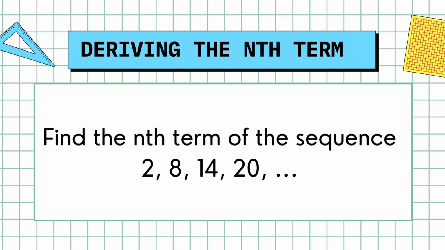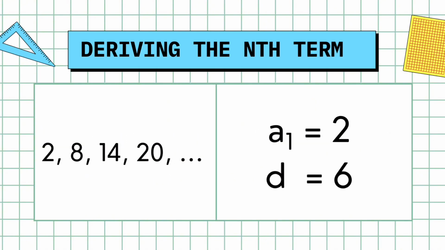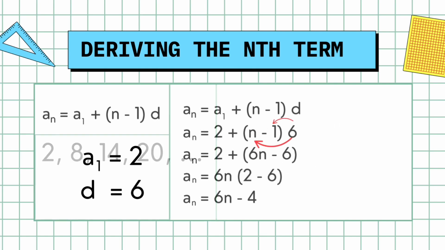So let's find the nth term of the sequence 2, 8, 14, and 20. And again, we only have to identify two things, the a sub 1, and d. So here our a sub 1 is equal to 2. And our d, 8 minus 2 is 6, 14 minus 8 is 6, 20 minus 14 is 6. Therefore, our d is also 6.